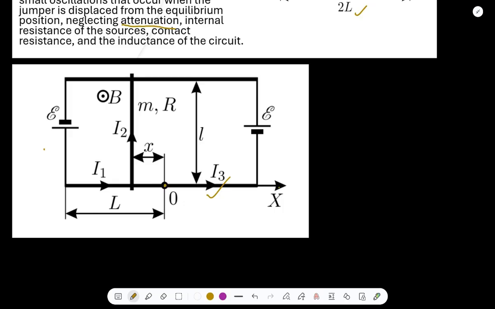I1 and I2, I misled you, sorry. Let I1 denote the current flowing from the left battery to the origin, and I2 denote the current branching from the origin to the jumper. And I3 denote the current flowing from the origin to the right battery. Then we can write Kirchhoff's first law here, and that tells you I1 equals I2 plus I3.